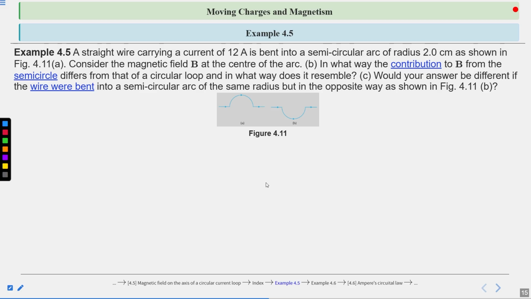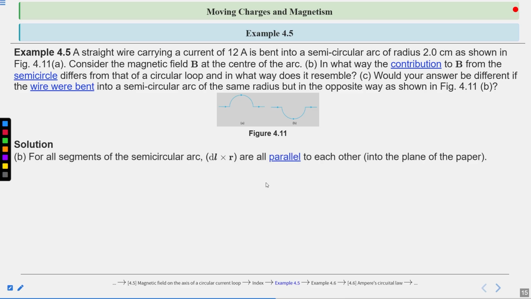And C part is: would your answer be different if the wire were bent into a semicircular arc of the same radius but in the opposite way, as shown in figure 4.11b? So if we bend the loop into a semicircular arc of the same radius as in figure 4.11a, but in the opposite direction as shown in figure 4.11b, would the answer be different? So let's do it.